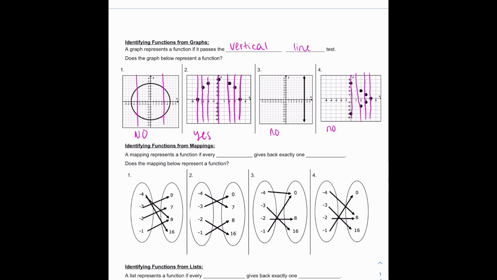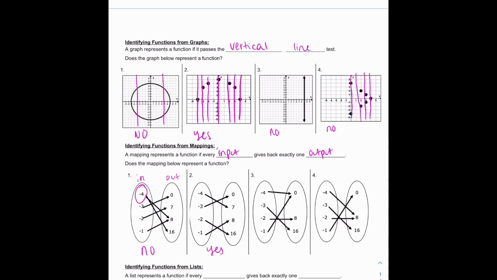And moving on to mappings. A mapping represents a function if every input gives exactly one output. So if every input arrow is only pointing to one output value, essentially. Let's look at number 1. Does every input value point to one output value? Well, we can see, looking at the first value, -4, that it points to 2 output values, therefore it is not a function. Looking at number 2, does every input value only point to one output value?